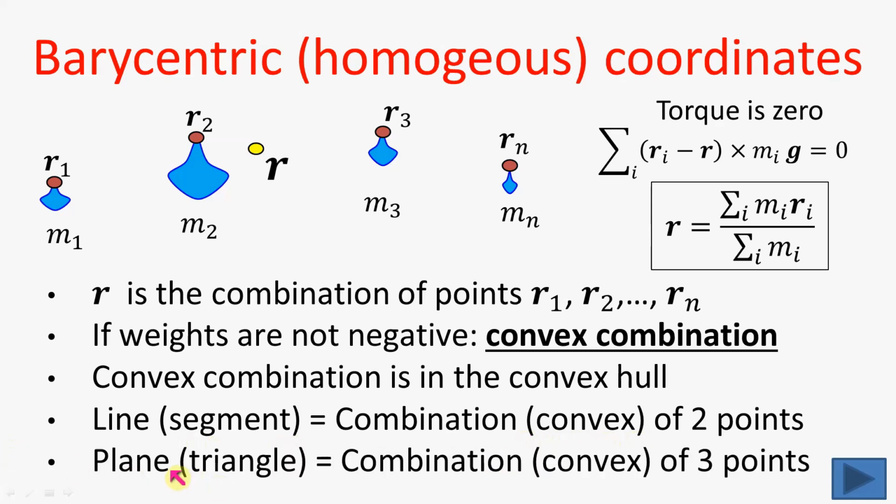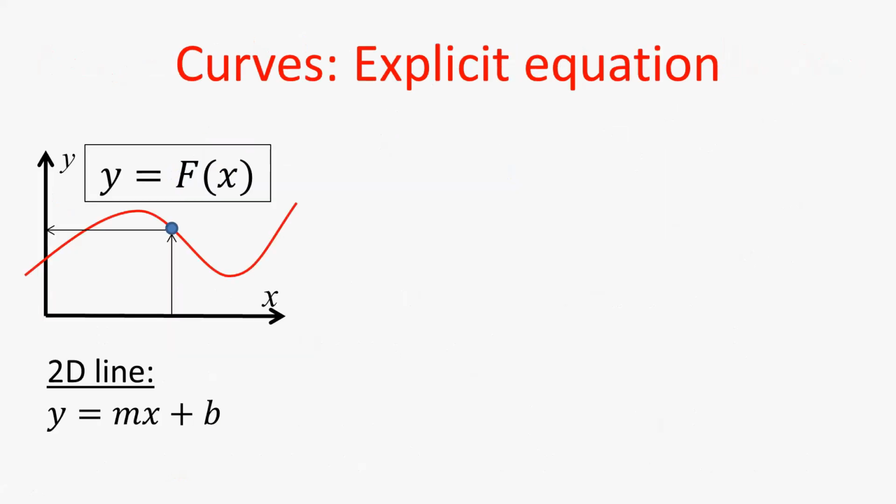Similarly, a plane is the combination of 3 points, and a triangle is the convex combination of its 3 vertices. After establishing points, let us consider one-dimensional objects called curves. We learned in mathematics that functions are curves, so it would be pretty straightforward to say that a curve is nothing but a function. Such expressions are called explicit equations for curves.